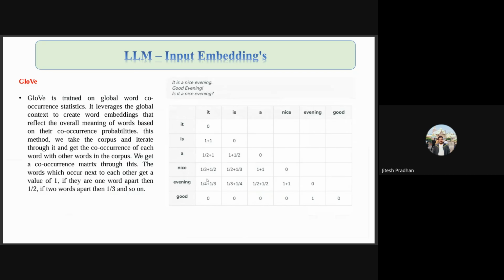So in this way, if the distance is 4 words, it becomes 1 by 4. Okay, so when the distance is adjacent, it is 1. If the distance between them is 1 word, it is 1 by 2. If the distance between them is 2 words, then it will be 1 by 3. If the distance between them is 3 words, then it will be 1 by 4. So in this way, it will compute this GloVe word vector, and this embedding will be used.